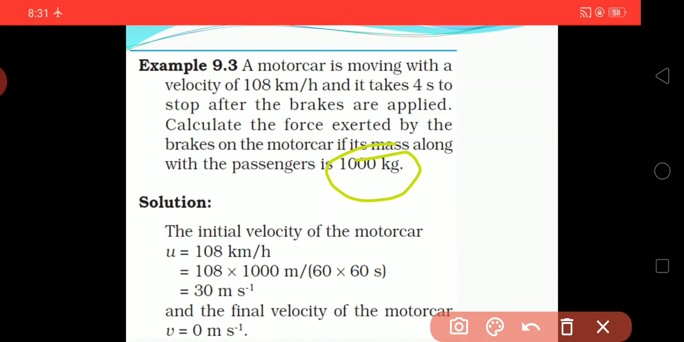Now here we can see that the initial velocity of the motor car is 108 km per hour. If we convert it into meters per second, we know very well that 1 kilometer is 1000 meters and 1 hour is equal to 3600 seconds. So the total will be 30 meters per second. And the final velocity, if the motor car is stopped, will be 0 at that time.